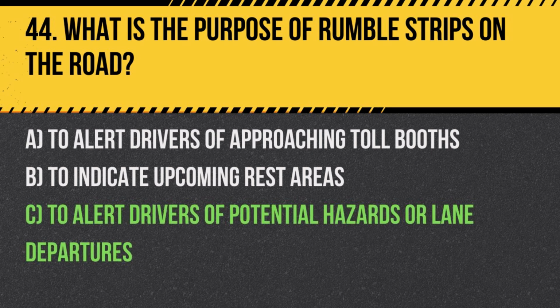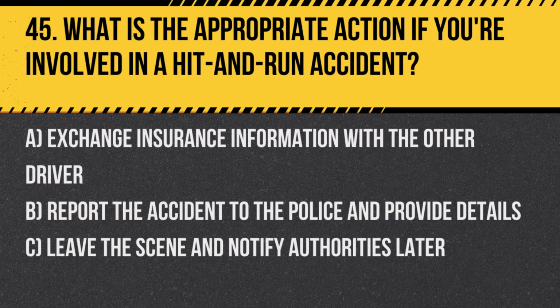Answer C. To alert drivers of potential hazards or lane departures. Rumble strips are designed to alert drivers of potential hazards or lane departures by causing vibrations and noise when vehicles drive over them. Question 45. What is the appropriate action if you're involved in a hit-and-run accident? A. Exchange insurance information with the other driver. B. Report the accident to the police and provide details. C. Leave the scene and notify authorities later.